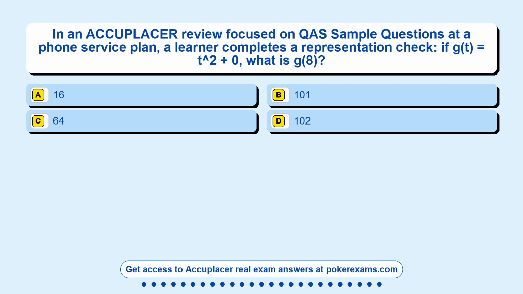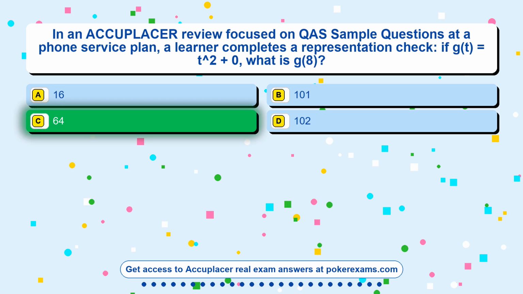Question 9. In an ACCUPLACER review focused on QAS sample questions at a phone service plan, a learner completes a representation check. If g(t) equals t^2 plus 0, what is g(8)? Option A, 16. Option B, 101. Option C, 64. Option D, 102. The correct answer is option C, 64.